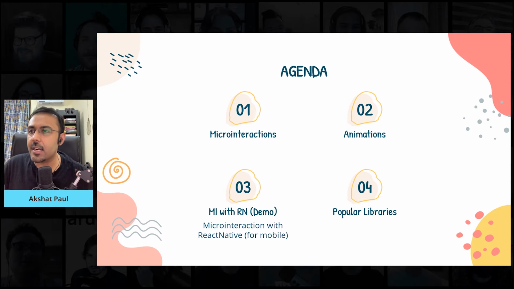So let's get started with today's agenda. Our agenda is divided in four parts. Micro interactions. First, we'll know what are micro interactions, how micro interactions and animations are connected with each other. How can we build micro interactions with React Native? Essentially, in mobile apps, how can we include micro interactions? And that will be through a demo, because I believe no technical talk can be completed without a demo.